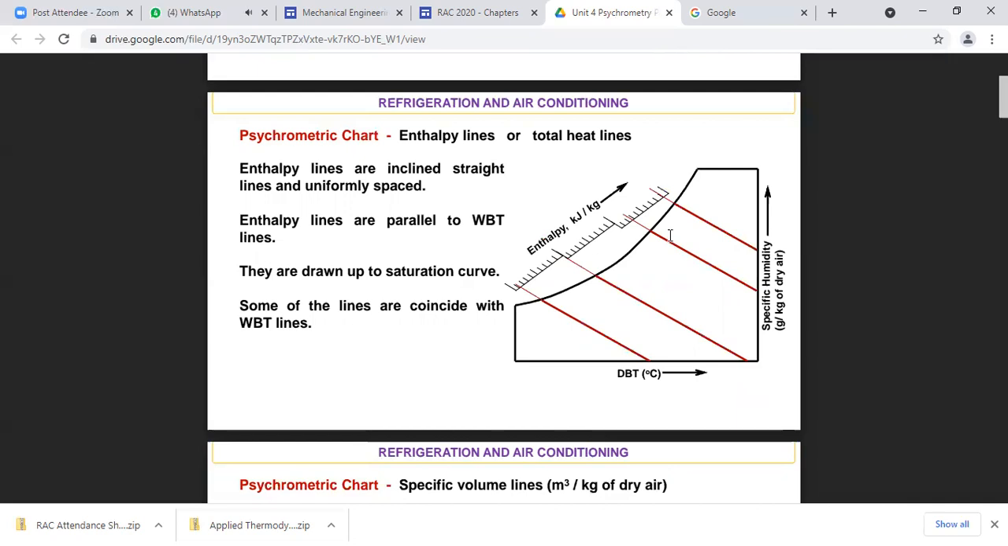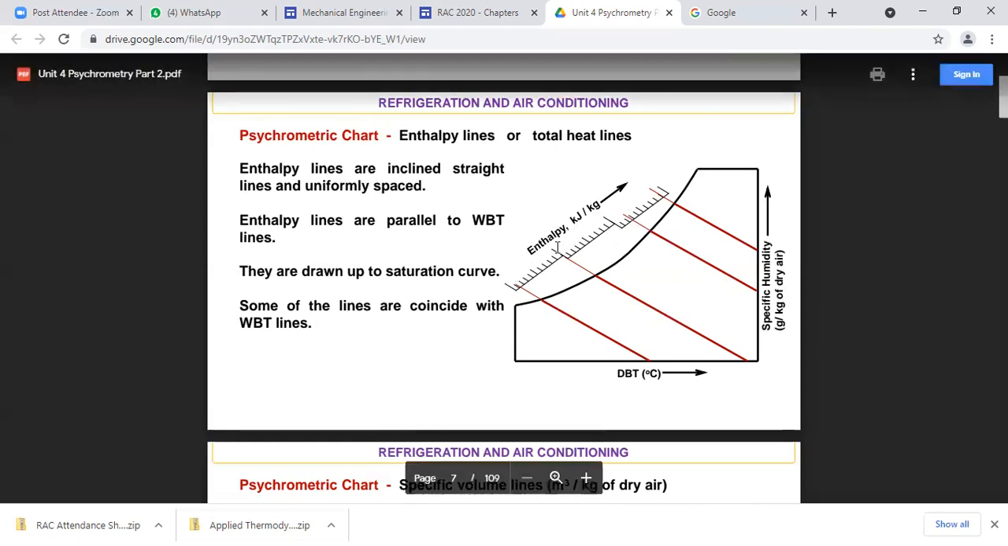Now you can observe the enthalpy lines are inclined straight lines and uniformly spaced. Enthalpy lines are parallel to the wet bulb temperature lines, and these are drawn up to the saturation curve, and some lines coincide with the wet bulb temperature lines also. So you can observe enthalpy over here.